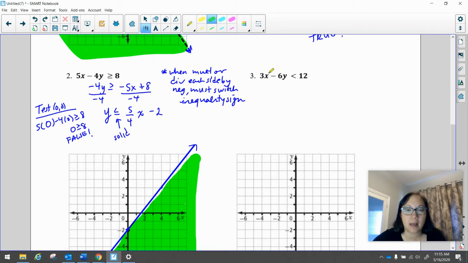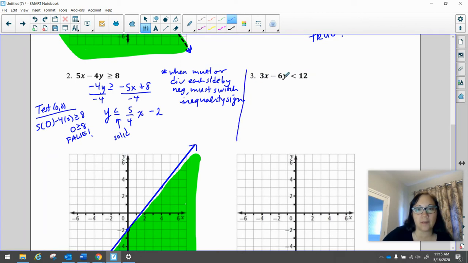Here is another example to look at. So I'm going to use intercepts this time because I can see that the 12 is divisible by 3 and 6. So I'm going to find the x-intercept, and that would be 3x minus 6 times 0 is less than 12. In other words, 3x is less than 12. Actually, if I'm finding intercepts, I usually just use the equal sign. So x is 4.